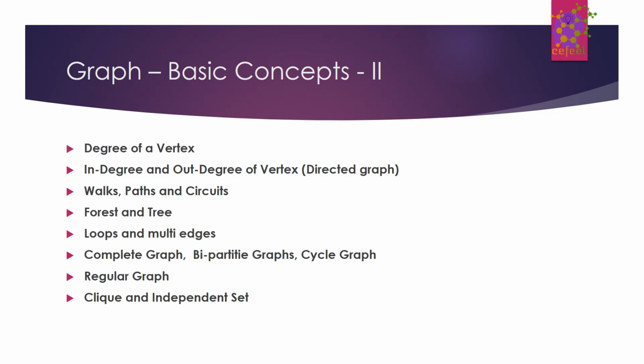Then we will see 3 new types of graphs which are pretty important and interesting as well: a complete graph, bipartite graph, and a cycle graph. We'll also see what regularity means in a graph, or what a regular graph means. Then we will see what is meant by a clique and an independent set in a graph. So let's get started.